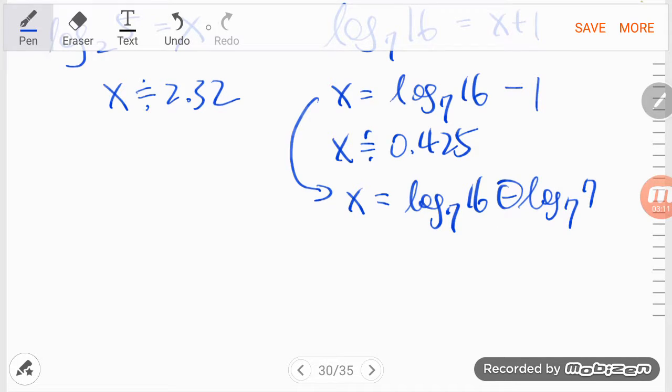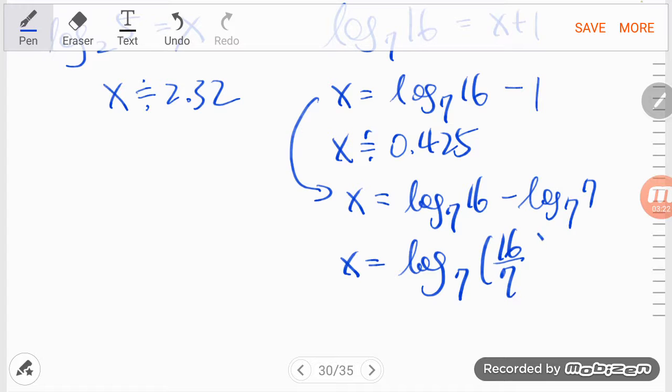And since I have a subtraction here, I can combine them. I'll combine them as log to the base of 7, but I'll have 16 over 7. So if the question is asking us to find x, and your x should be in one single log form, that would be the answer. And if you put this in the calculator, you should also get approximately 0.425.